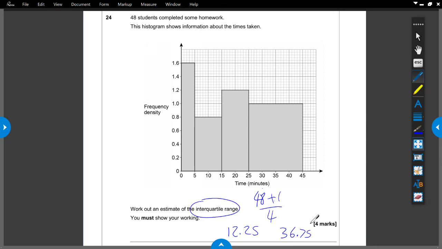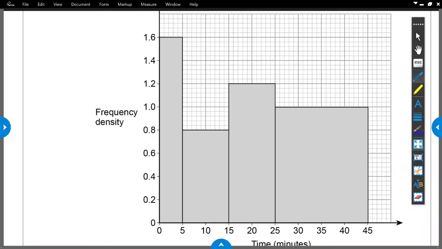Now to work out where they lie on this line here, we need to work with these frequencies. To go from a histogram to a frequency, we do the class width times the frequency density. So if we do a class width of 5, and we times that by our frequency density, 5 times 1.6, that's equal to 8. Remember in histograms it is the area which determines the frequency, and that's what we're basically calculating here.